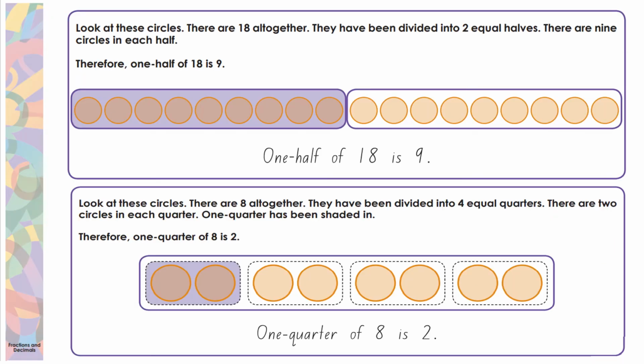So here's another strategy of how to divide a collection of objects into halves and quarters. Look at these circles. There are 18 altogether, and I've divided them into 2 equal halves. So I lined them up and put them into halves. And you can see that 1/2 of 18 is 9. Down the bottom, this time I've got 8 counters, and I'm dividing them into 4 equal quarters. There are 2 circles in each quarter. So 1/4 has been shaded in, therefore 1/4 of 8 is 2.